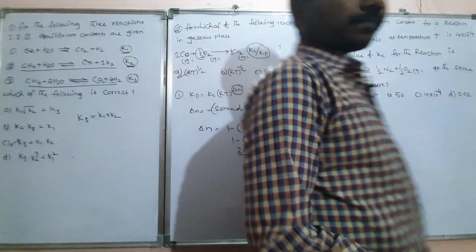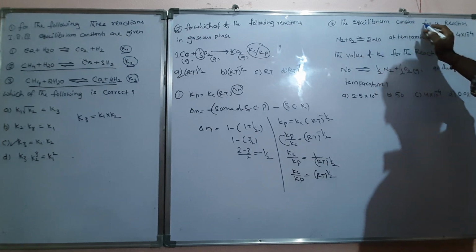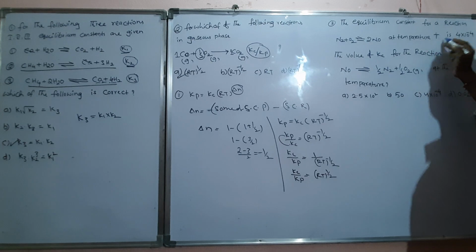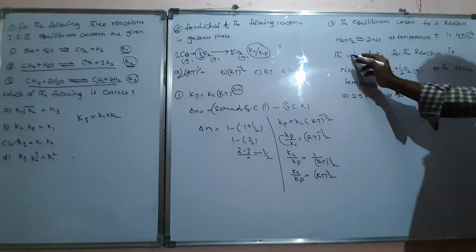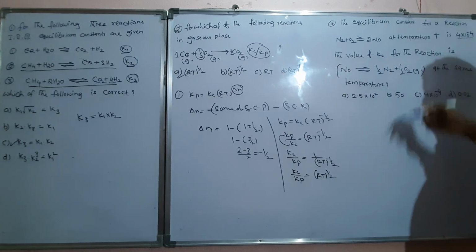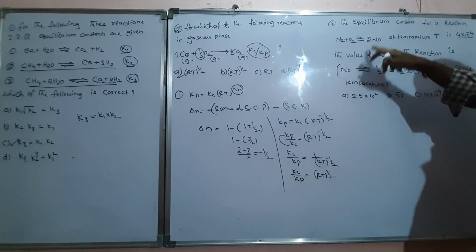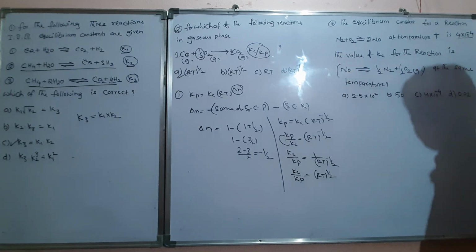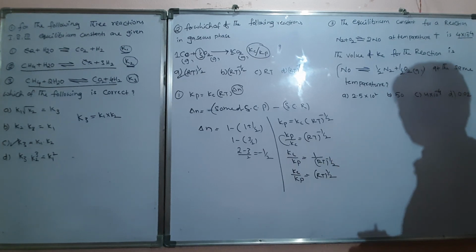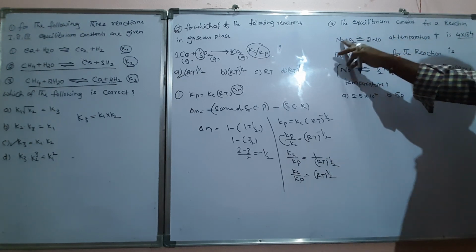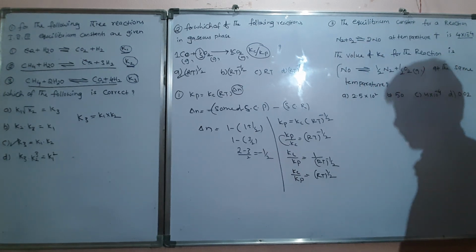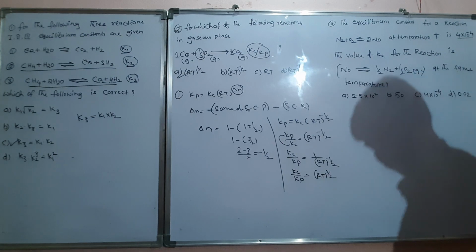Next, third question. The equilibrium constant for the reaction N2 plus O2 gives rise to NO at temperature T is 4 into 10 to the power of minus 4. The value of Kc for the reaction is, meaning for this reaction they are expecting the equilibrium constant. They gave the equilibrium constant for this one, and they are expecting it for this equation. Just now I told you the last point for the first question: when you take the reverse reaction, then the equilibrium constant will be the reciprocal. Based on that, we are going to solve this question.